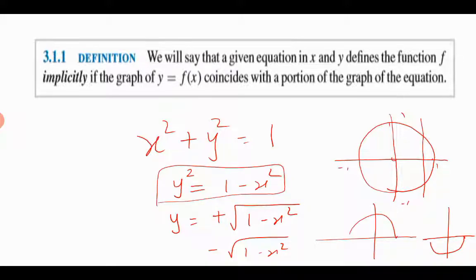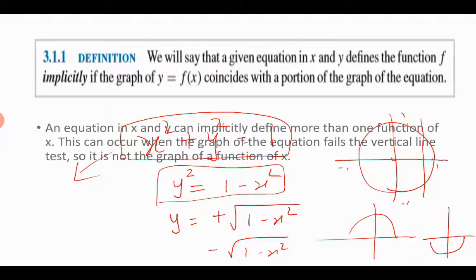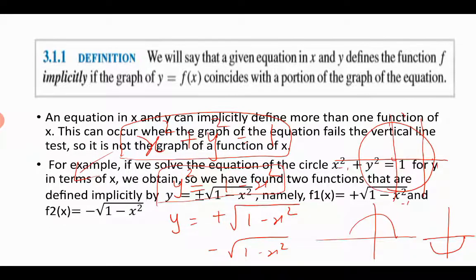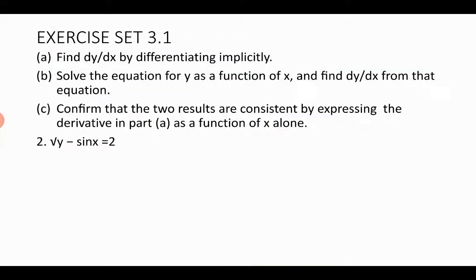So in this case we are going to find dy by dx of these functions directly without converting into explicit form. That's what we are going to do in this case. Let's go to exercise set 3.1. What we are going to do is find the differentiation implicitly. So first, there is a given problem from this exercise set 3.1.